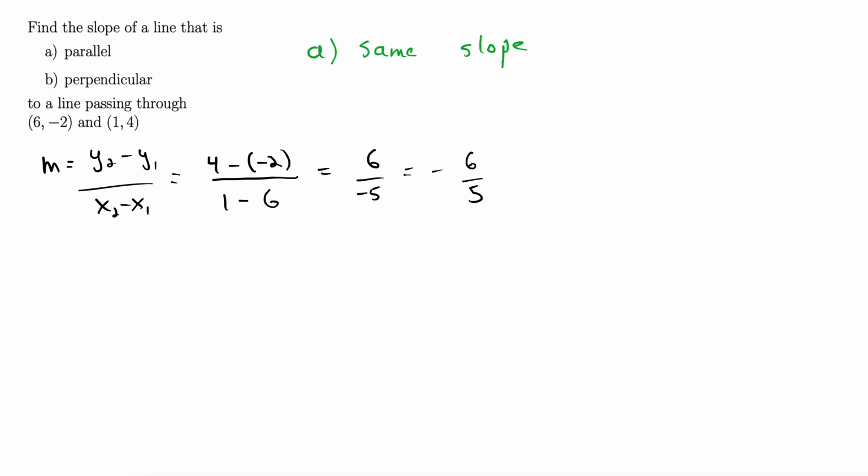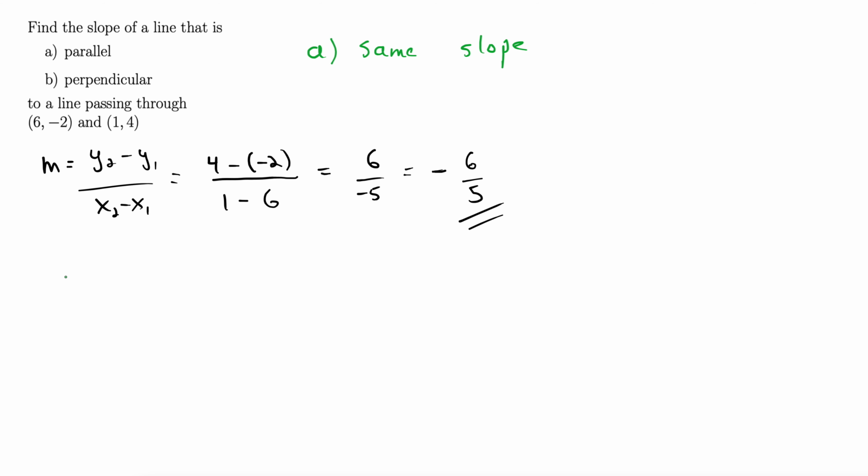Now we want the slope of any line parallel to it. It doesn't tell us which line, it just says a line, it's arbitrary. A line parallel to a line with a slope of -6/5. Well, parallel lines have the same slope, so -6/5 is going to be our answer to part A.